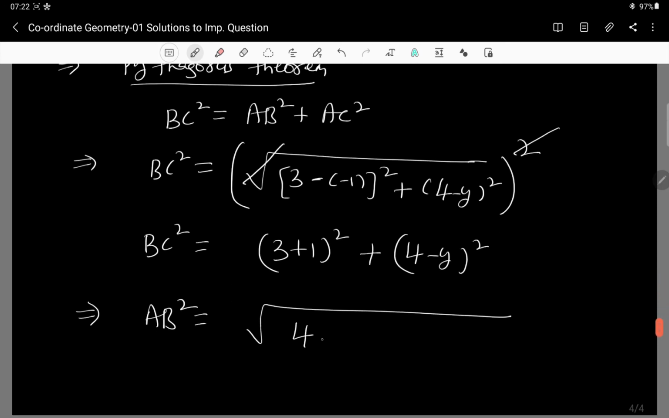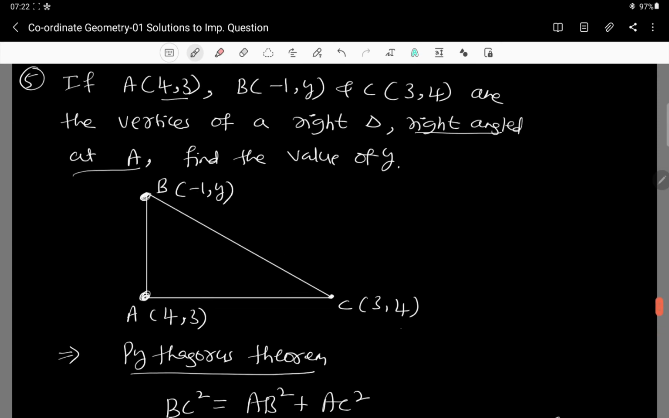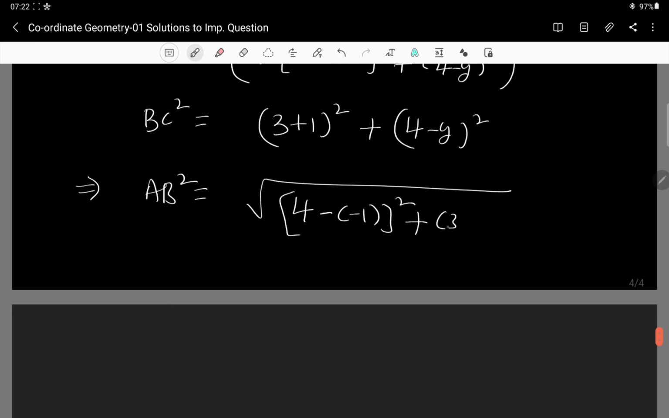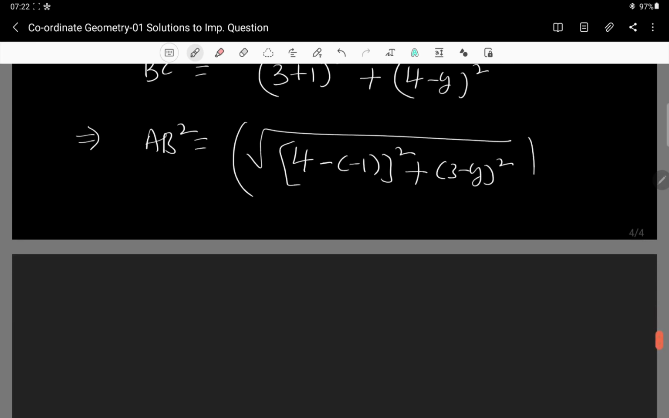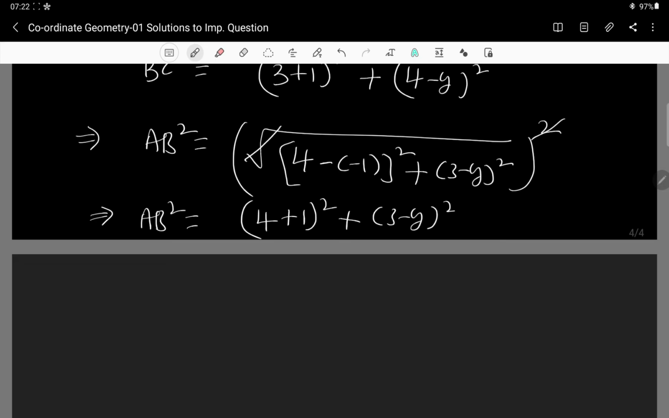1. Look at that, 4 minus of minus 1 whole square plus, then afterwards 3 minus y whole square. So it becomes 3 minus y whole square. All right, and then this square is there, so square and square root get cancelled. So what is the value of AB square I'm getting? AB square is equal to 4 plus 1 whole square plus 3 minus y whole square.